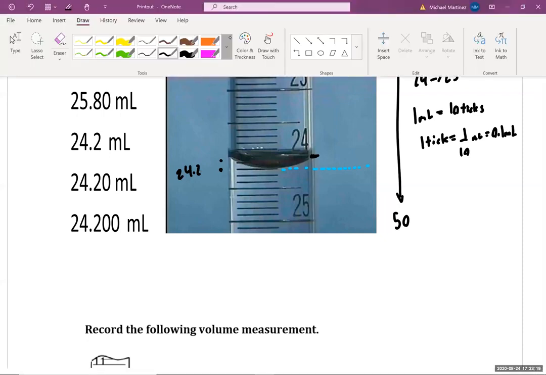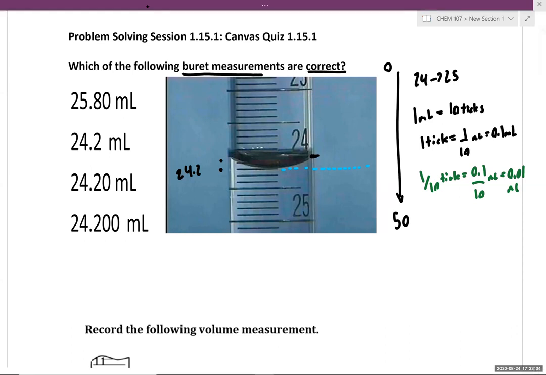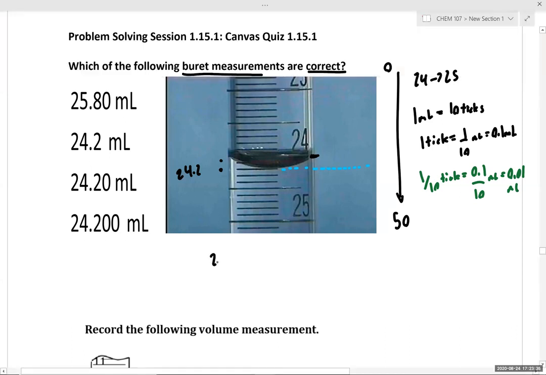However, we can estimate up to 1/10 of a tick, and we know 1/10 of a tick is equal to 0.1 over 10 milliliters, which gives us 0.01 milliliters. So then we'd report our final measurement as 24.20 milliliters. And the responses I saw in the chat are great so far. Any questions on this example?